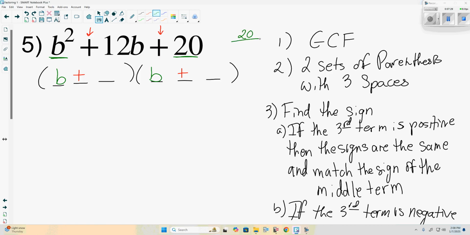Now the other set of factors that we're looking at are the factors of the third term, the factors of 20. 1 and 20, 4 and 5. I have a feeling we're wanting to try 2 and 10, yes? Or does it matter which one goes first? No.